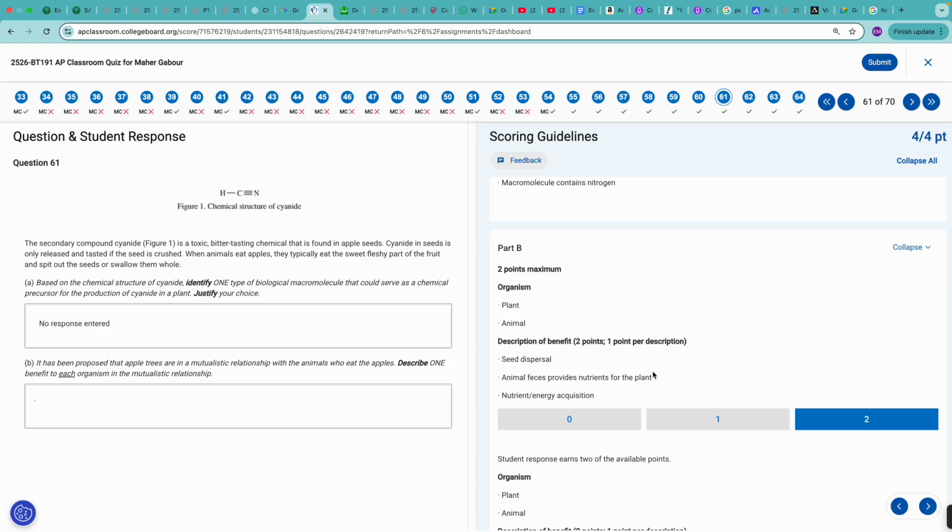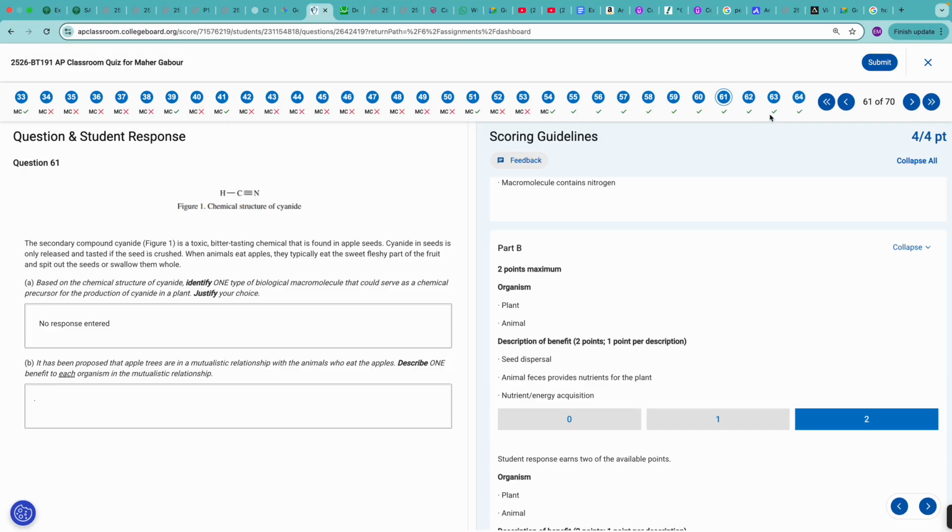They mention seed dispersal here: the animal eats the fleshy part and spits out the seeds, so the animal disperses the seeds of the plant. That is a benefit to the plant. Then the animal feces provides nutrients for the plant, which is also a plant benefit. The nutrient and energy acquisition is an animal benefit, because the animal is eating, so it's acquiring nutrients.